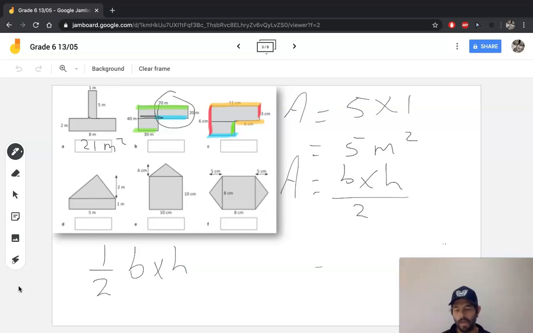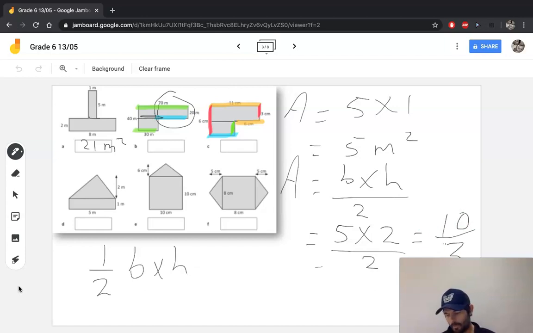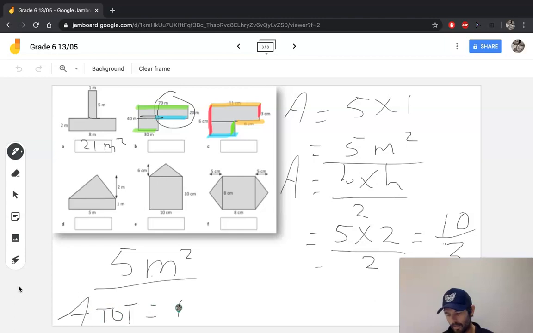So let's have a look. My base is 5. My height is 2. So that's going to equal 10 over 2. And my answer, which I'm just going to put on the left-hand side here so it doesn't get blocked out, is going to be 5 meters squared. So my total area is going to be that 5 meters and that 5 meters. So my area total is going to give me 10 meters squared. Okay.